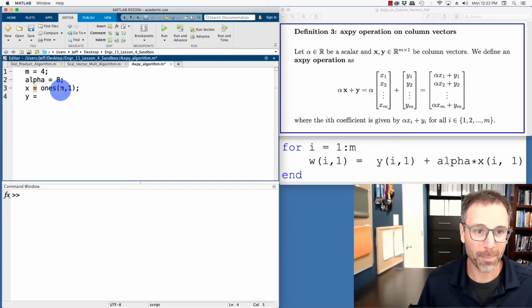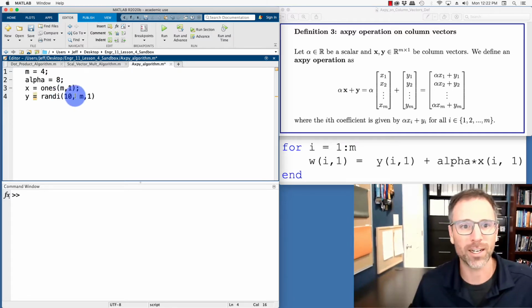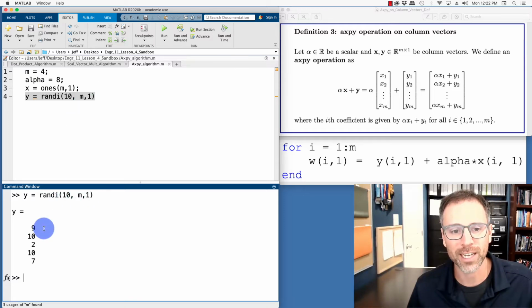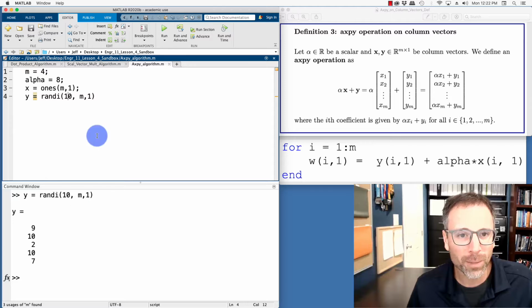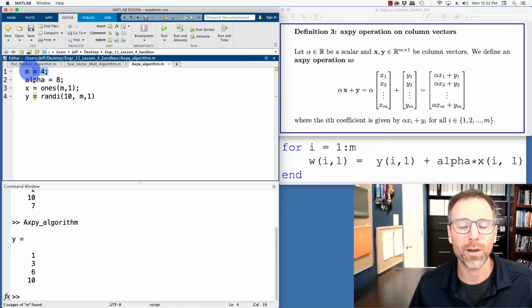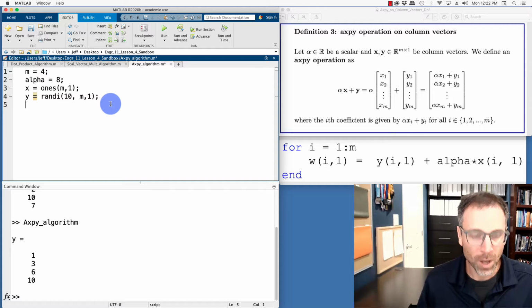And then y, perhaps we say, is randi, so random integer, and we'll go to 10. So this is some vector. Let's recall real quick, that fills the vector with random integers between 1 and 10, and it will be of size m by 1. So for some reason, oh, of course, let me rerun that. Yeah, there we go. My m was already in the workspace from a different MATLAB thing that I was doing. So here I've reset m to be 4, and of course y is a 4 by 1, which is what we expect. All right, so here we're going to create the axpy operation.